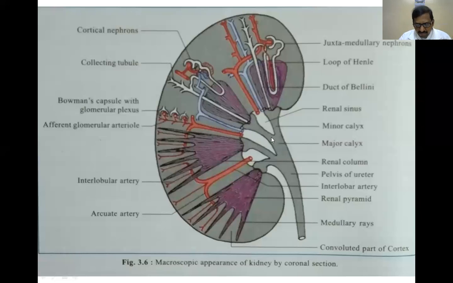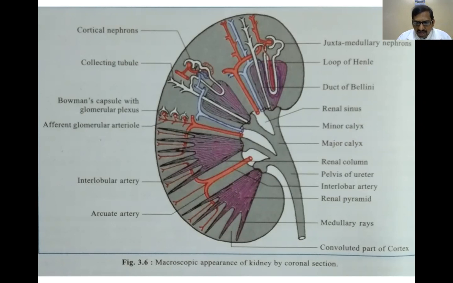At the same time, there are blood vessels, especially the arteries supplying the kidney, that is the renal artery. Immediately after entering the hilum of the kidney, the renal artery divides into two, anterior and posterior trunks. The anterior trunk again divides into lobar branches.